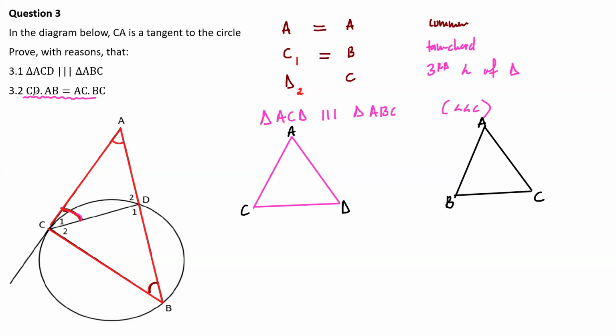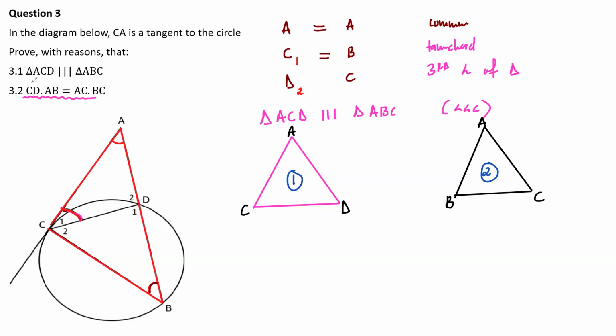Show that CD dot AB is equal to AC dot BC. We said if 2 triangles are equiangular, consequently, they are similar, then their sides are in proportion. So let me call this first one triangle number 1. I got triangle number 1 here. I got triangle number 2.